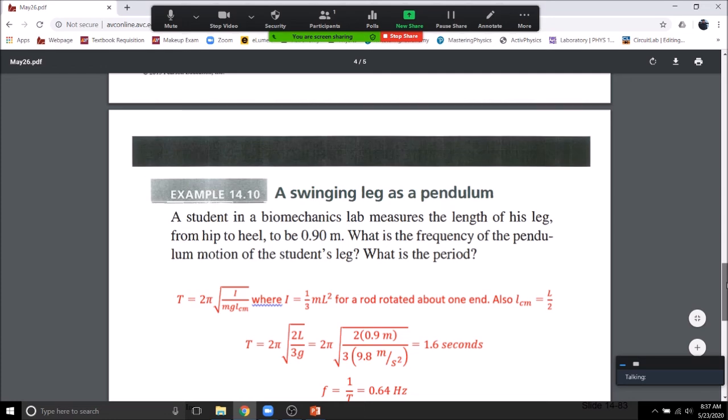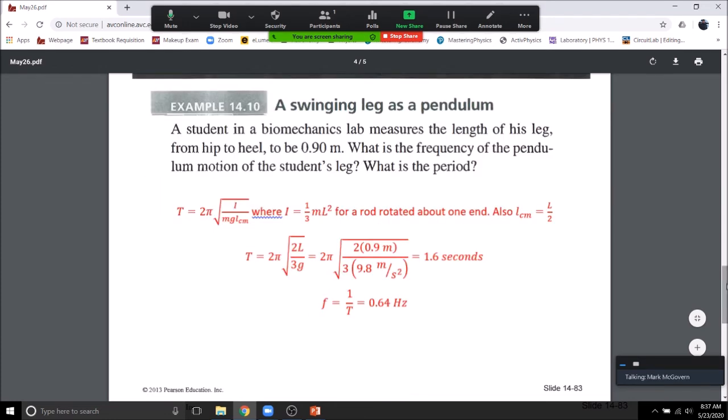Okay, so a student in a biomechanics lab measures the length of his leg from hip to heel to be 0.9 meters. That seems long, but okay. Is that long? I don't know. What's the frequency of the pendulum motion of the student's leg? What's the period? All right. So I guess the implication here is that your hip's going to be the pivot here, right?